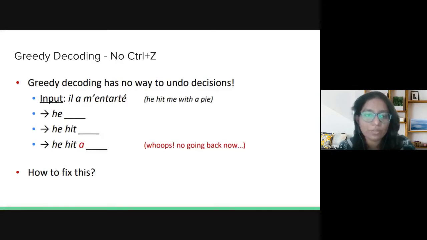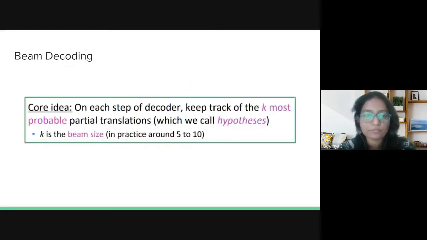To motivate it further, if you have "he hit me with a pie", the first word translates to "he hit" and then goes to "a". Now there's no going back, because once I see the next word, I know that I have made a mistake while I translated. So, how do I fix this problem? This is where the idea of beam decoding comes in.